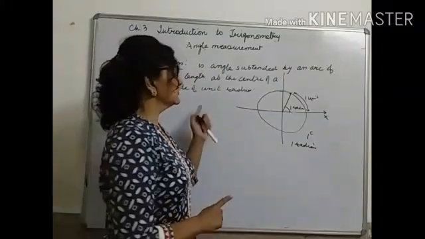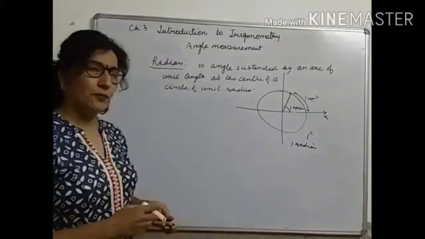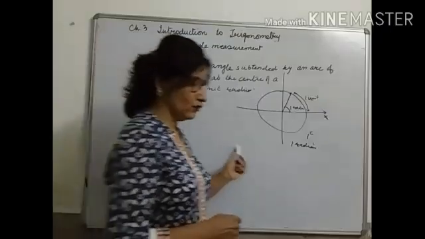So this is 1 radian, right? I'll expand it more a little bit. I think I stop here for some time.